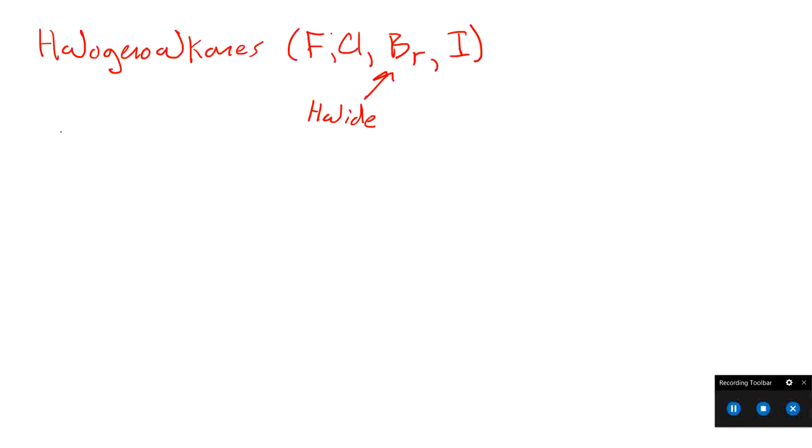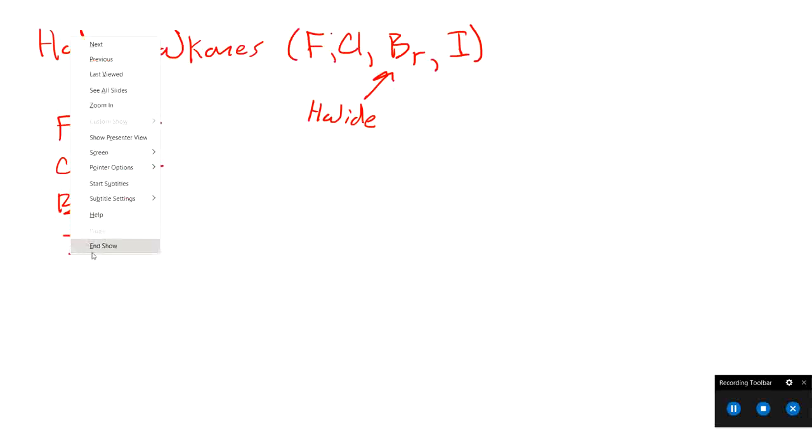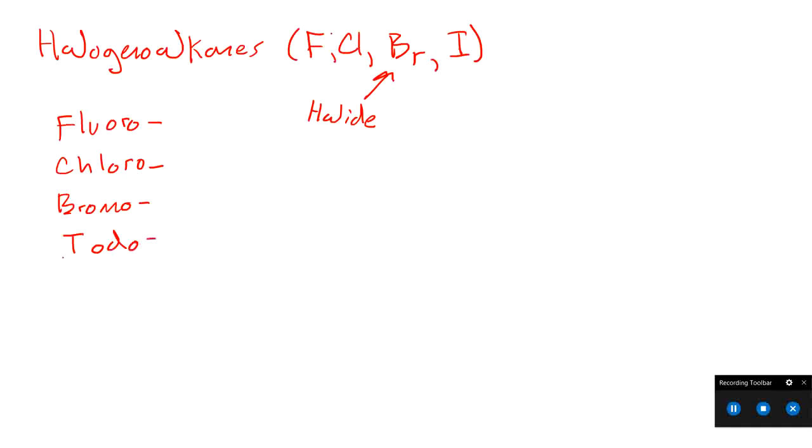We give them the names, so these would come as a prefix to your group. F would be fluoro, Cl would be chloro, Br is bromo, and I is iodo. Okay, so those are our words that we have. So for example, we could have dichloromethane, which is a regular methane, but with two chlorine groups instead of hydrogens.